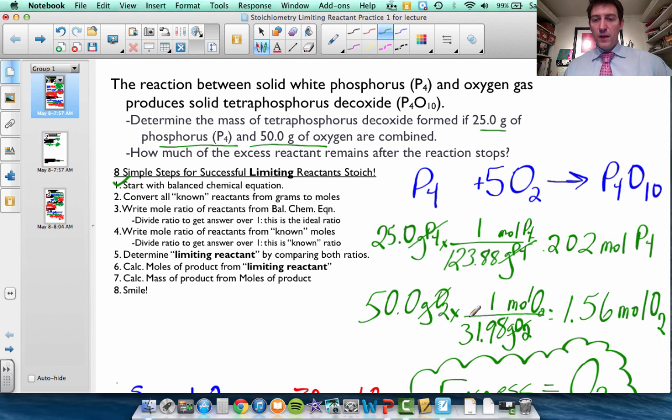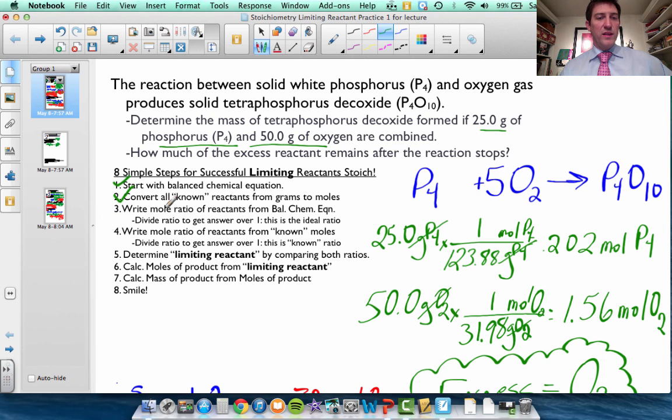So I looked up the mass of oxygen, 15.99, times it by 2, I get the mass of oxygen. That's the mass in 1 mole of oxygen gas, and here's what I get. So I have now converted everything to known. I'm going to need those several times, so I'm going to be coming back up to this spot quite a bit as we work our way through here.